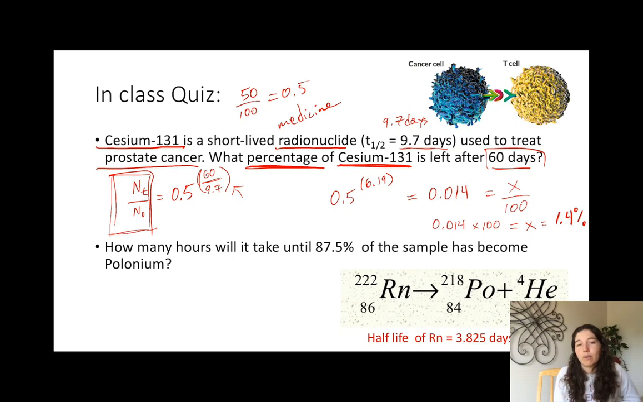Let's work a second example on half-life. So this one's going to ask us to solve for hours. It says, how many hours will it take until 87.5% of a sample of radon has become polonium? So this is a natural decay process where radon breaks down into polonium by emitting an alpha particle. And it's asking us to find the time that has passed. Time in hours.